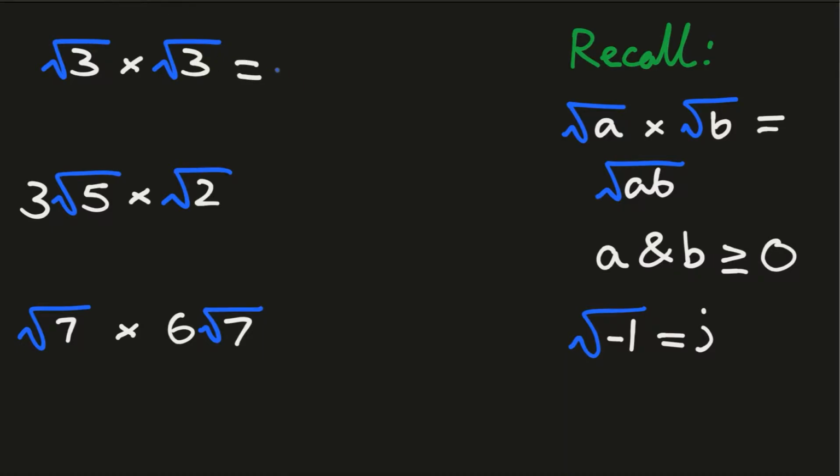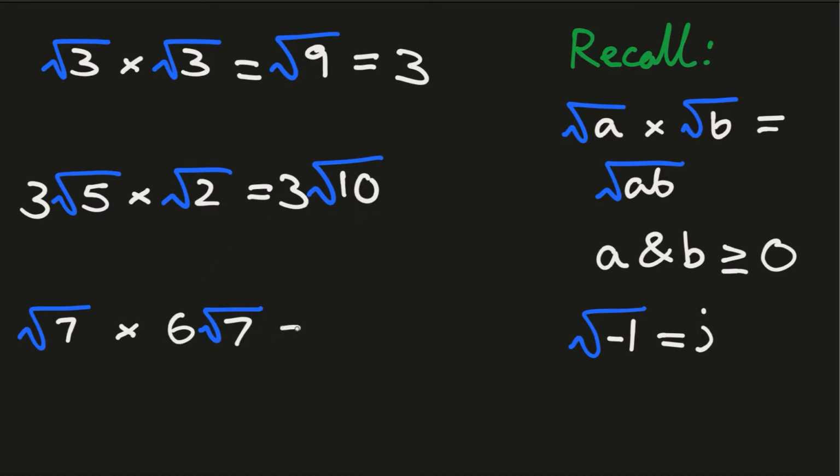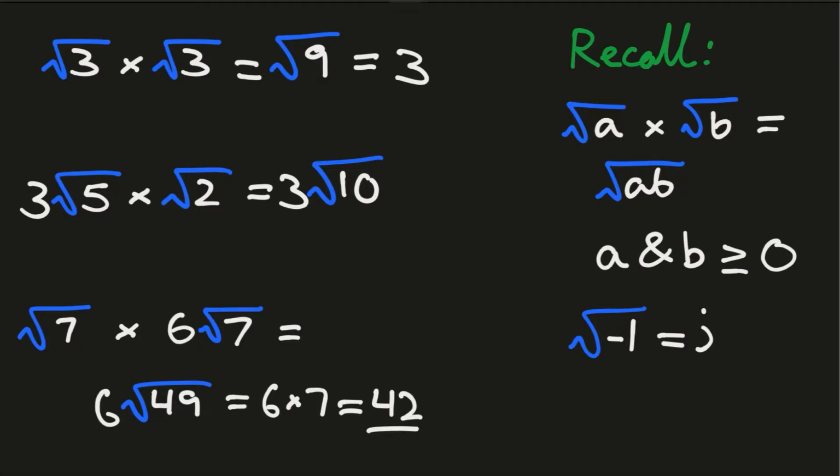So our first example is simply equal to a times b, right? 3 times 3 is 9, meaning that it is 3. The second example, do the same thing. We are left with this constant outside times the square root of 10, because 5 times 2 is 10, and we know that the square root of 10 cannot be simplified. Likewise, in this example, we have the constant 6, and then we have the square root of 49, as 7 times 7 is 49, meaning that we're left with 7 times 6, or 6 times 7, equals 42.